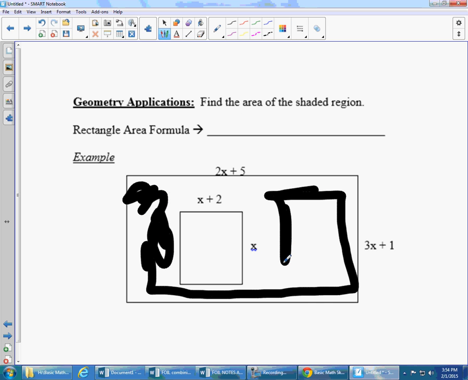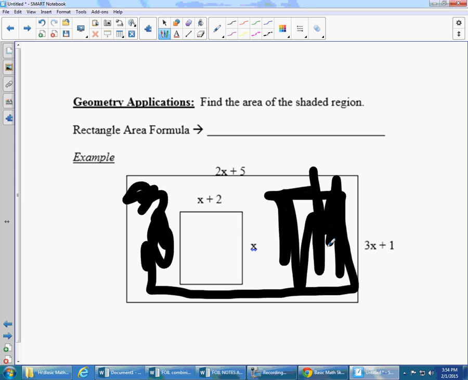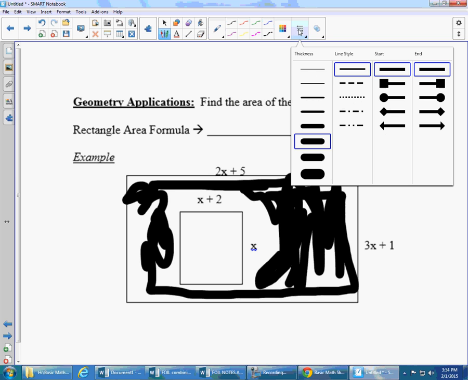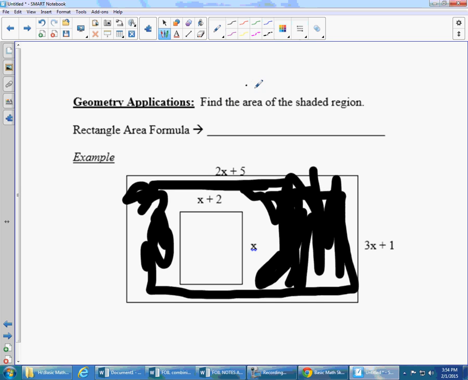Shade, shade, shade, shade, shade. I can't shade inside the lines, so I'm really bad with the mouse. All right, so that's shaded. We want to find the area of the shaded region. The shaded region is changed because there's this little box inside of it, okay? So it says find the area of the shaded region.